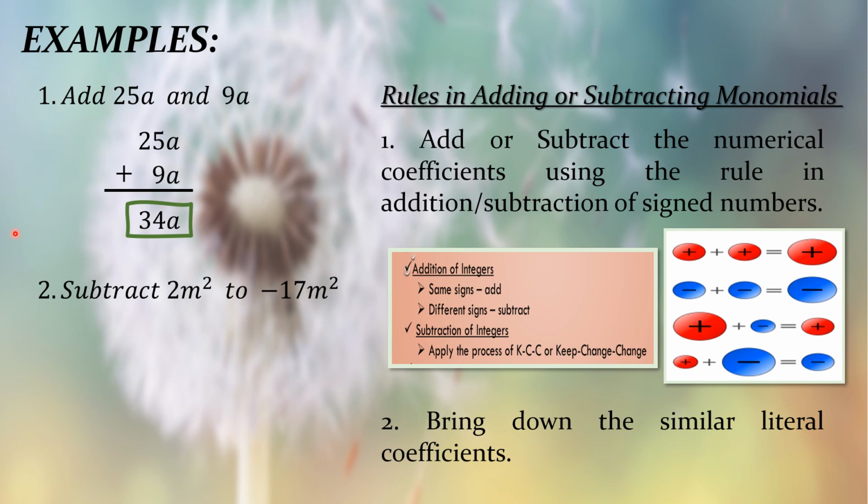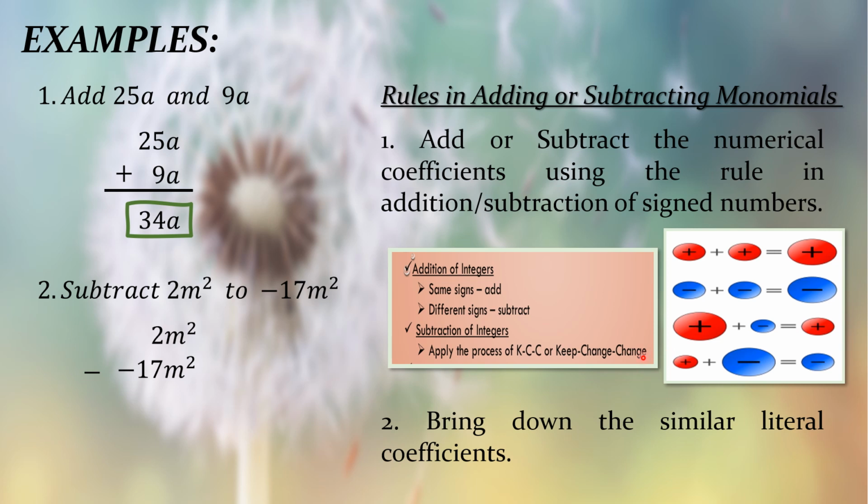Second example, subtract 2m squared from negative 17m squared. So, i-recall natin since kailangan natin i-subtract ang 2m squared sa negative 17m squared, kailangan nating sundin yung KCC or keep, change, change. So, isulat natin in vertical ang ating given, 2m squared minus negative 17m squared. Okay. So, kapag sinabing KCC, ang ikikip natin ay yung 2m squared, and then change yung minus. Kapag sinabing change, papalitan natin. So, ano ba yung kabaligtaran ng minus? That is addition or plus.